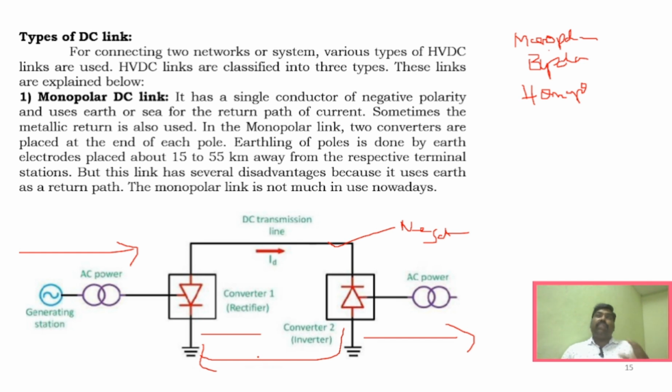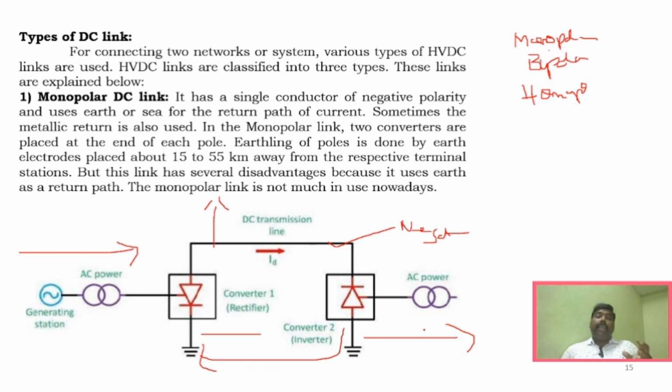And you have several disadvantages here because of this particular electrical ground return path, and this monopolar link is not commonly used nowadays, right? So why it is called a monopolar DC link is because we use only a single conductor. Apart from it, the operation is the same, right?